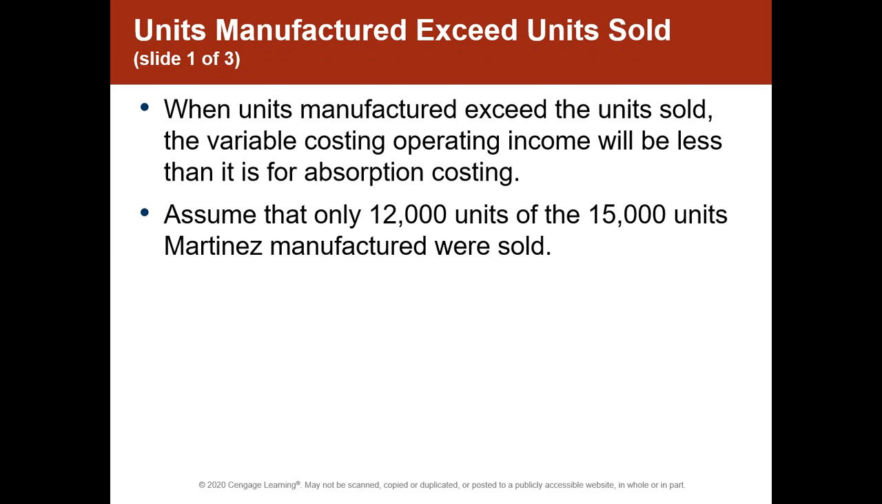So let's look at this. Assume that we manufacture 15,000 units in a period, but we only sell 12,000 of them. That means we would expect to see our inventory go up by 3,000 units. Does that make sense? Everybody follow that to this point? Okay.